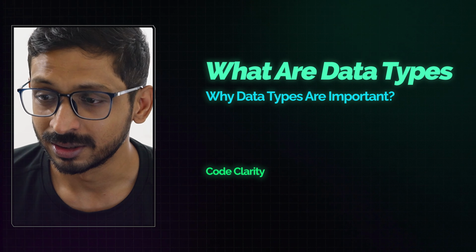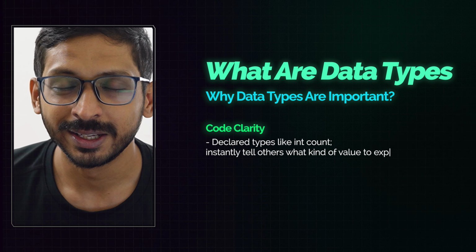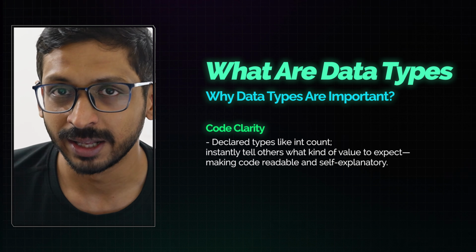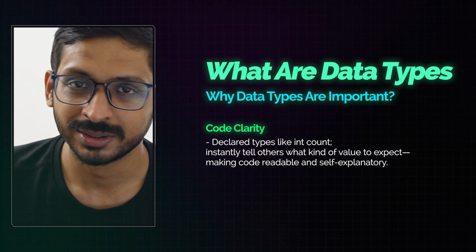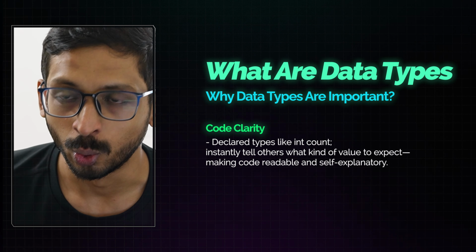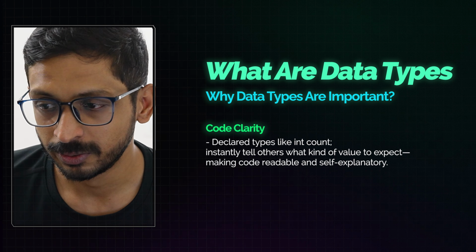Code clarity is another big thing. When we write something like integer count, that is int count, it immediately tells us and anyone reading that program that this is a variable of integer type and what kind of value that variable is going to hold. It's simple, clear, and self-explanatory.